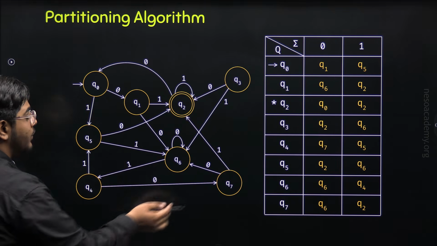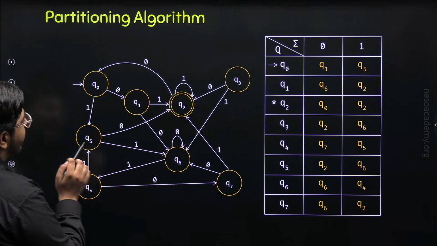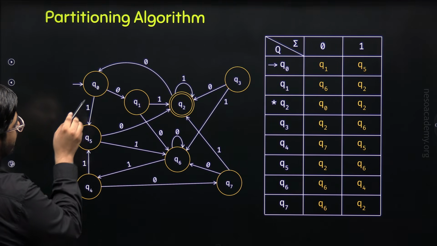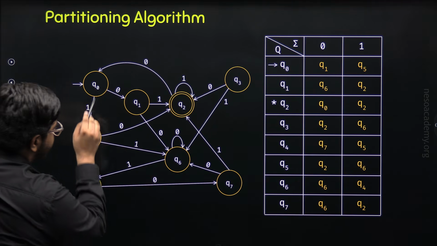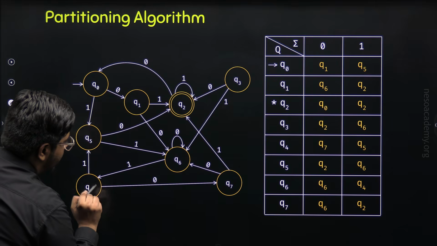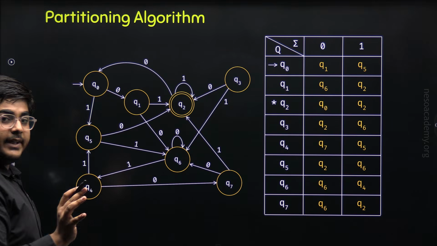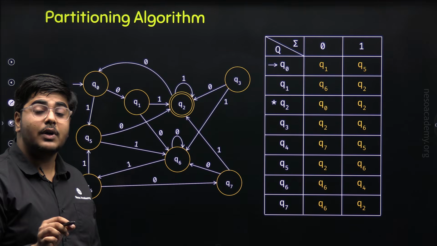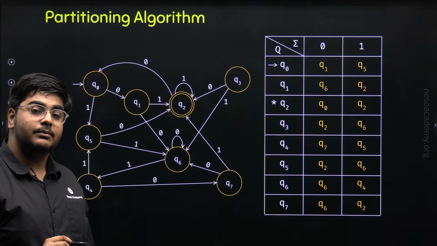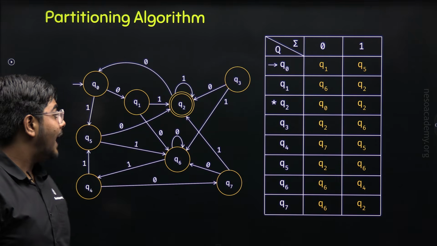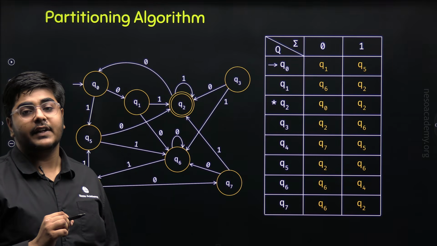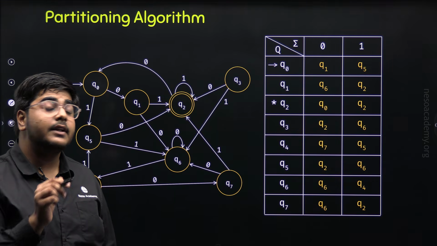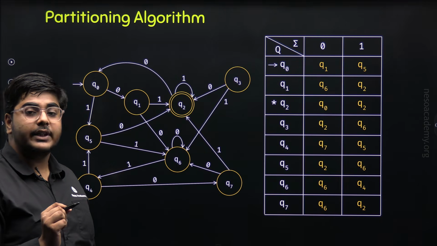Now let's check Q7. So you can reach Q7 from Q0 using these transitions. So this is the path from Q0 to Q7, which means Q7 is also a reachable state of this DFA. So we can conclude that Q3 is the only unreachable state of this DFA. So we need to eliminate the unreachable state, which is Q3.